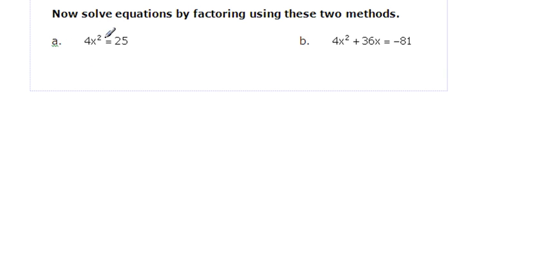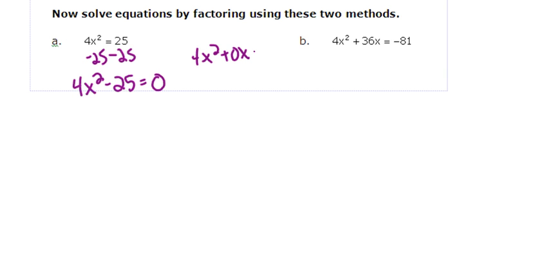So for A, I see that I need it to equal 0, so the first step is to subtract 25. So I have 4x squared minus 25 equals 0. There's no GCF. Now, again, if you don't want to do this, you don't have to. You can use the box method, right? We would just think of the middle term as 0x, and we would find something that multiplies to negative 100 and adds to 0. You can definitely do it that way, but I'm showing you the shortcut.